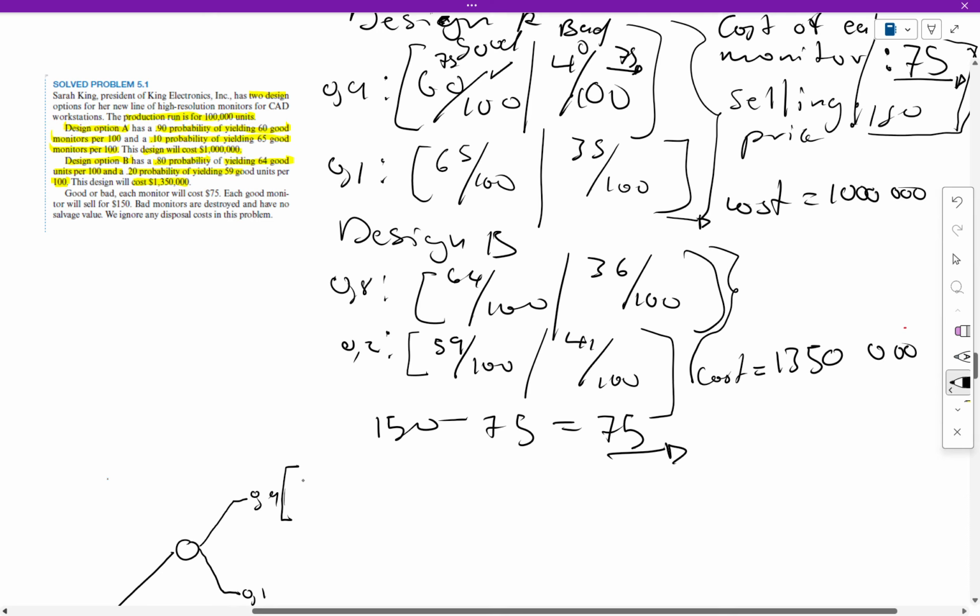We're going to say 60 over 100 multiplied by 75, multiplied by, how many units did you produce? 1 million. That's your 1 million there. Actually, that's 100,000, not even 1 million.